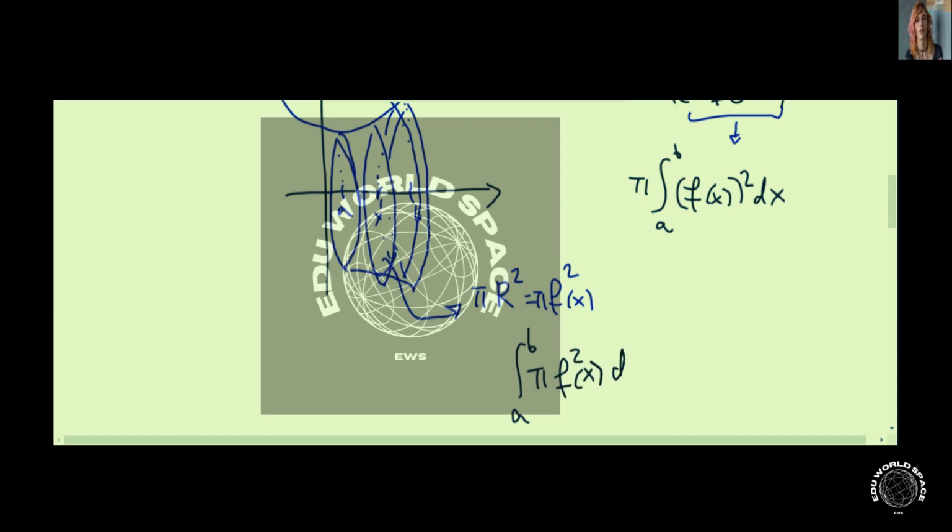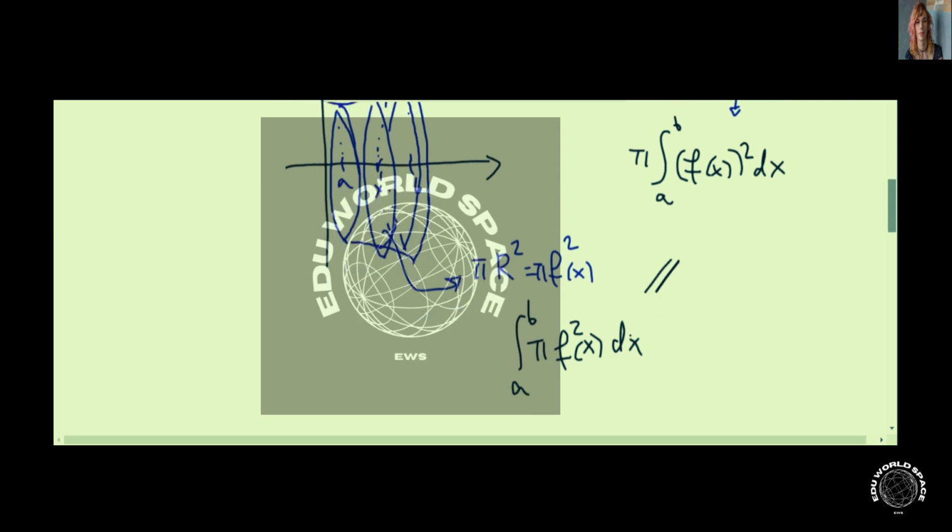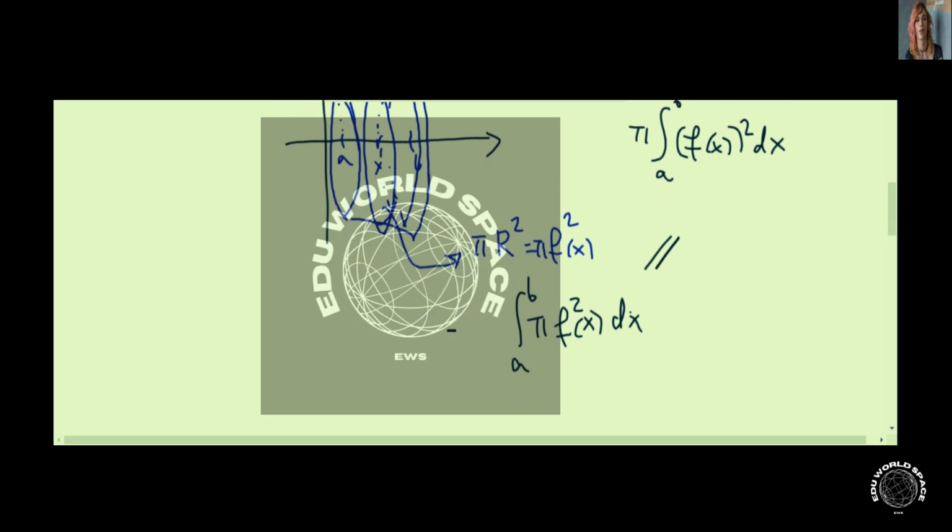So these two are equal, and the reason why those two are equal is because for that particular function we have that this integral is equal to this integral that was the original integral to compute the surface area.